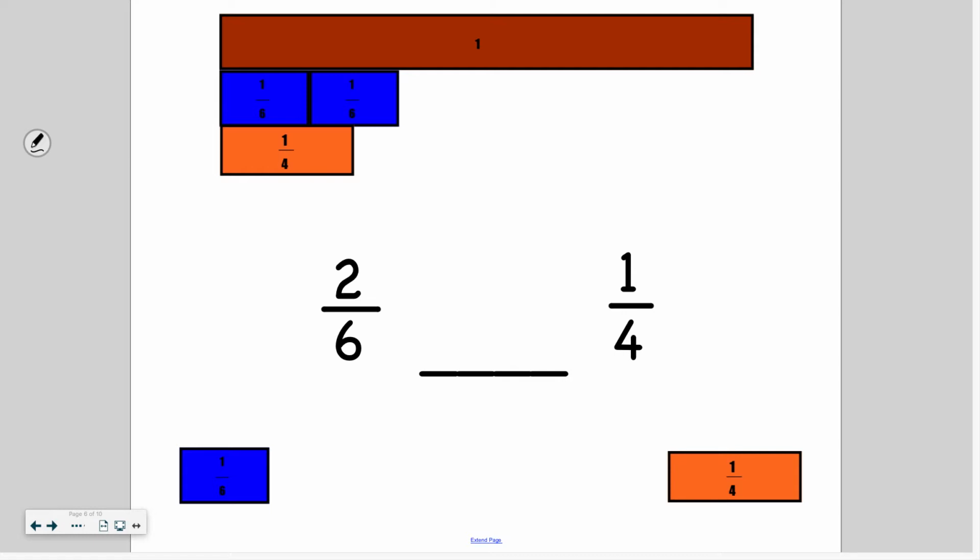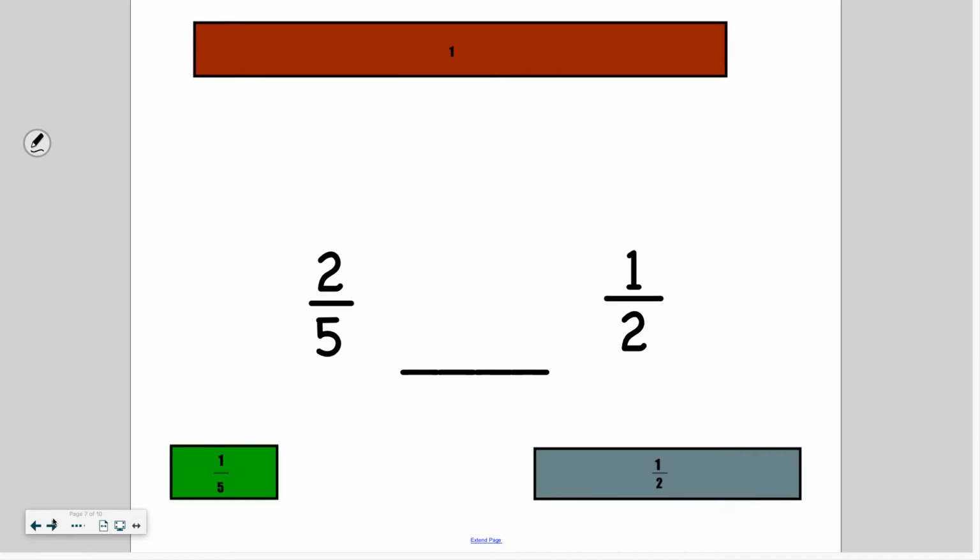So I want to know which symbol I would use. Would I use this symbol, or this symbol? I'm reading it across, which one means 2/6 is greater than 1/4. So I'm actually going to use this symbol. This is the greater than symbol. Remember, the side that opens up always opens up towards the greater value. 2/6 is greater than 1/4. So I use the greater than symbol in this case.